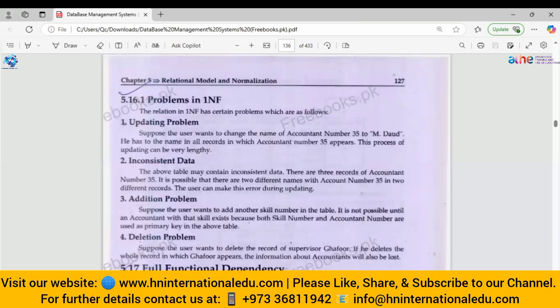Then we have the addition problem. Suppose some users want to add another skill number in their table. We cannot do that until that specific accountant with that skill exists, because here the skill number and the accountant number are both used as a primary key. That can be a problem here. This is the problem with the first normal form. That's why we need the second normal form.